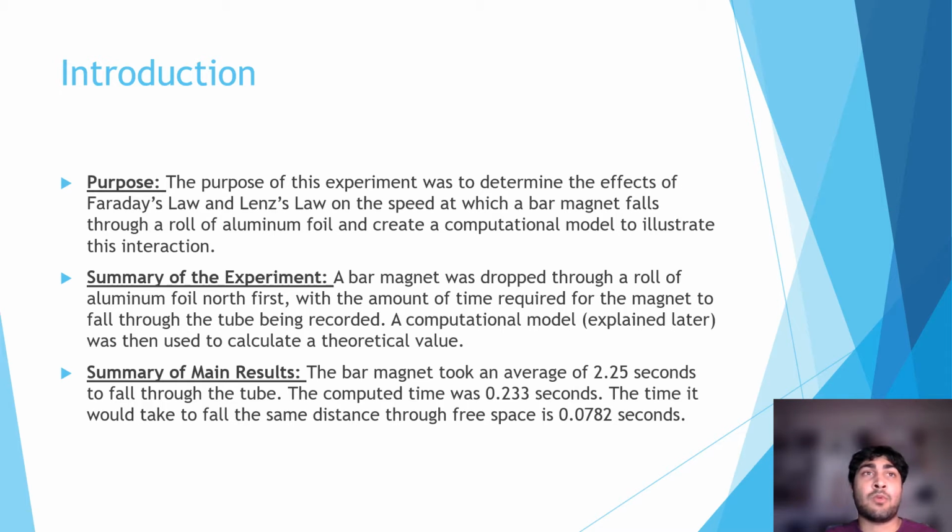Summary of the experiment. A bar magnet was dropped through a roll of aluminum foil north first, with the amount of time required for the magnet to fall through the tube being recorded. A computational model, which is explained later, was then used to calculate a theoretical value.